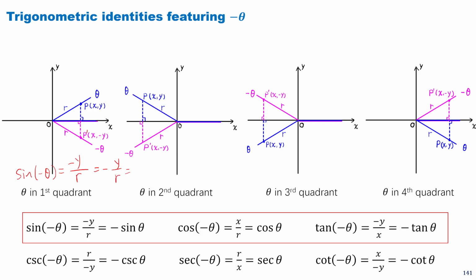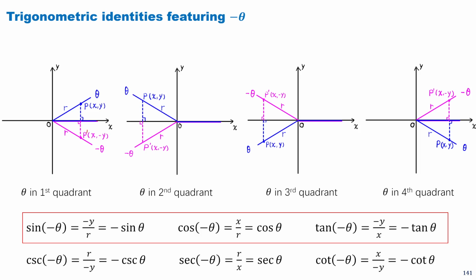So that is negative y over r. What is y over r? Y over r is actually sine theta. That's why we can prove sine negative theta equals negative sine theta. Did you get it? And similarly, you can also prove cosine negative theta equals cosine theta, and tangent negative theta equals negative tangent theta.